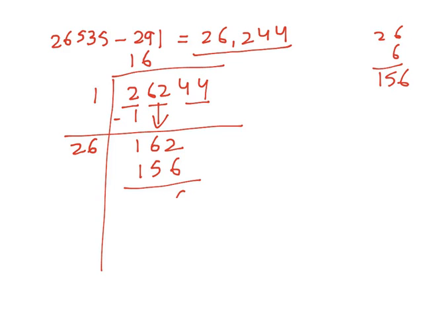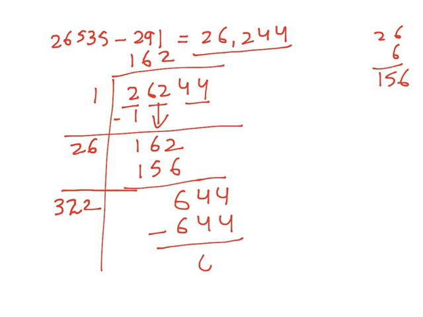So we are left with 6 only. Then we will copy 44. The next step is we have to double the 6, that will be 12. So then we will add 1 to the next digit. So we will get 32 over here, and then we have to find out the number clearly. 322 times 2 will give us 644, and the remainder will be 0.